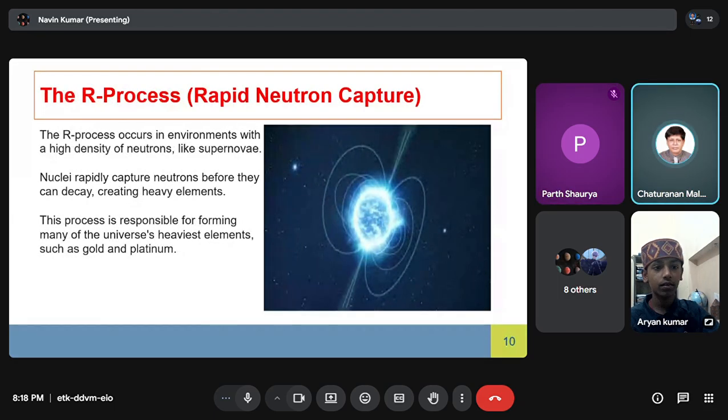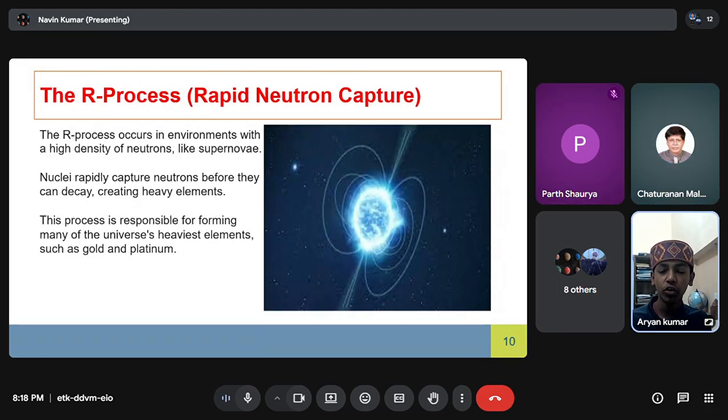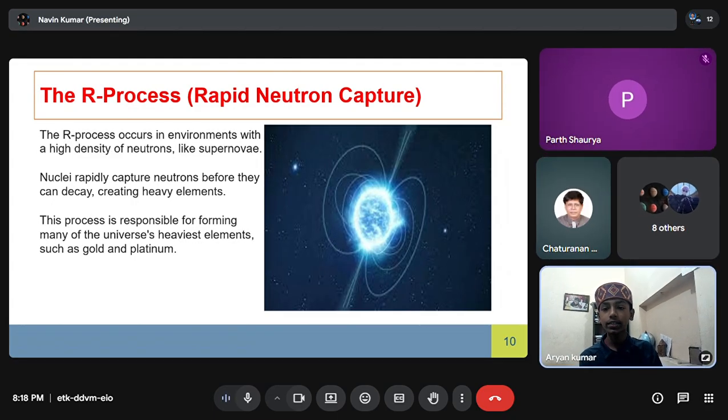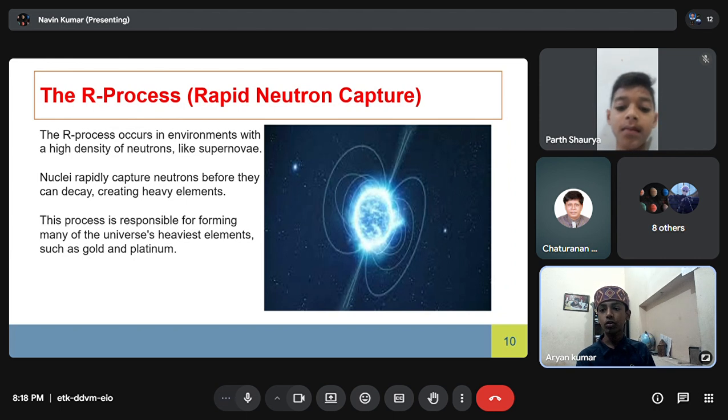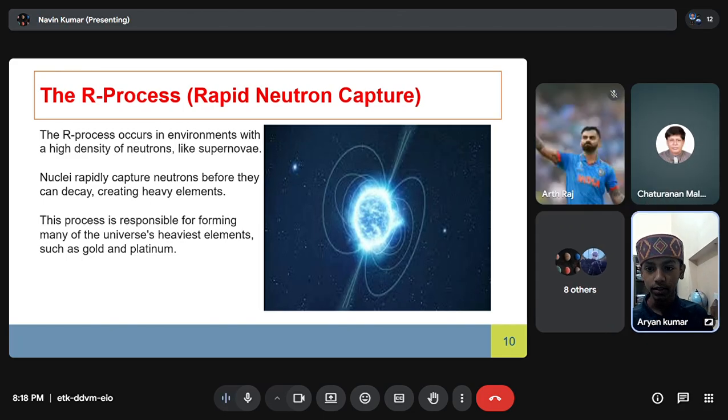The R process, rapid neutron capture. The R process occurs in environments with a high density of neutrons like a supernova. Nuclei rapidly capture neutrons before they can decay, creating heavy elements. This process is responsible for forming many of the universe's heaviest elements, such as gold and platinum.